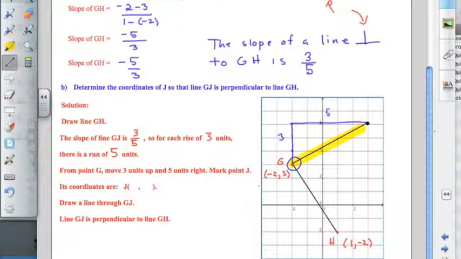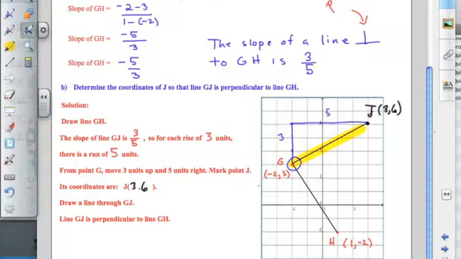The coordinates of this point J are going to be 3 and 6. So I believe that's what the question asked you to do: to determine the coordinates of J so that the line GJ is perpendicular to GH. So the coordinates we'll fill in here are: x is 3, y is 6.